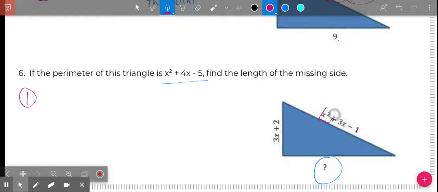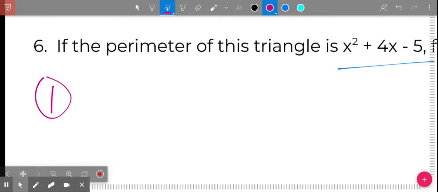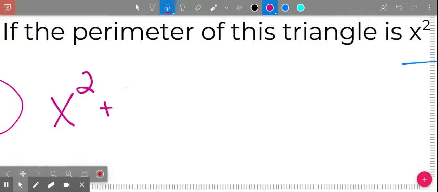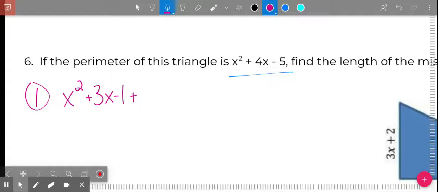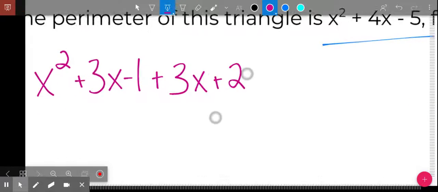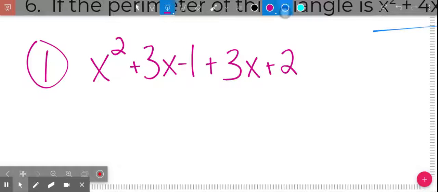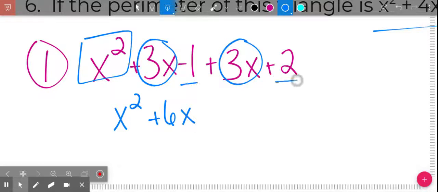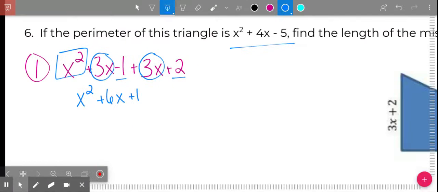So I have x squared. Actually, I'm going to write it out. So we're going to have x squared plus 3x minus 1 plus the other side, which is 3x plus 2. Okay, so I'm adding those two sides together. We're going to combine our like terms. So I have 1x squared up front. 3x plus 3x gives me plus 6x. And then negative 1 plus 2 gives me plus 1. So that's step number 1. Add the two sides.